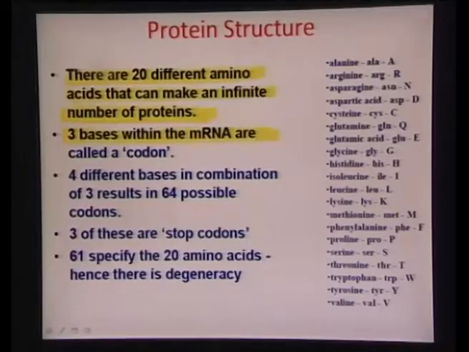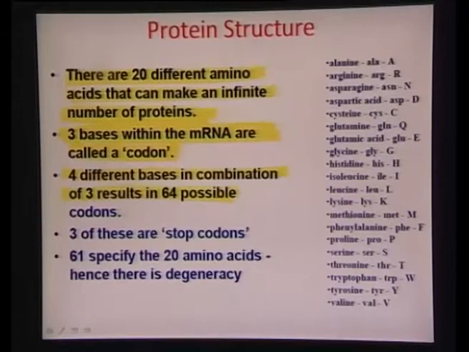So 3 bases within the mRNA which can code an amino acid is essentially called a codon. The word codon actually comes from the word coding. So you are using 3 bases successively placed on an mRNA molecule to essentially code a certain amino acid. And there are 4 different bases in combination of 3.